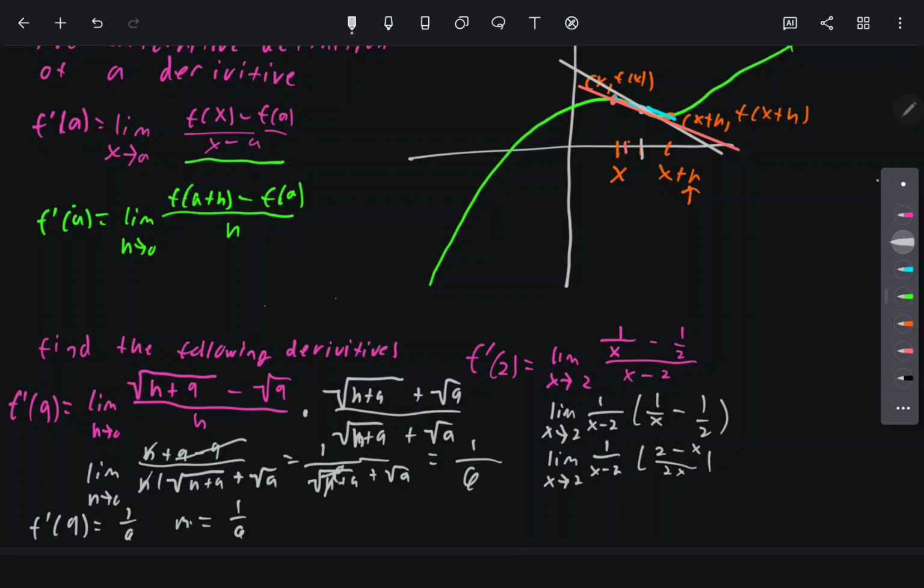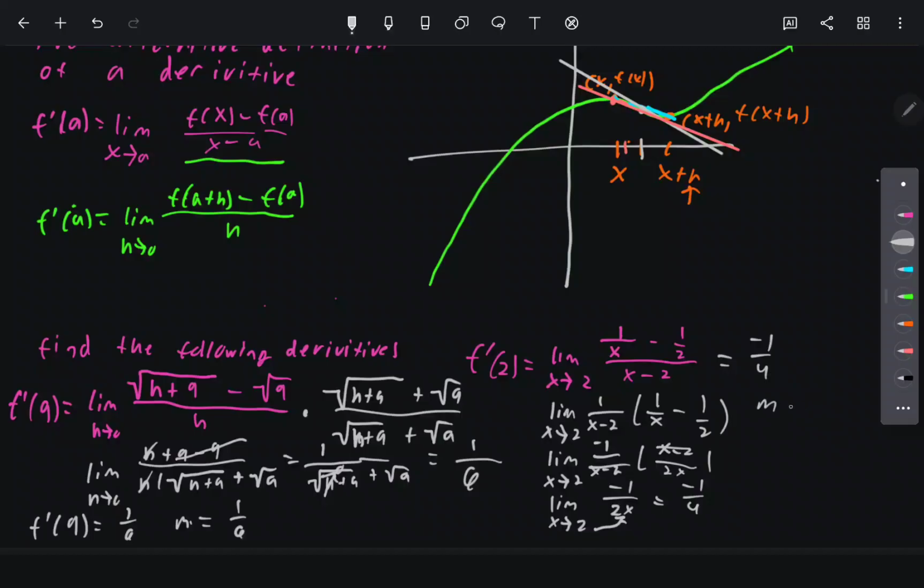Well, what are we going to do with that? Well, we can pull out a negative 1 from this, and we're going to get x minus 2, and we're just going to call that a negative 1. This x minus 2 and this x minus 2 will cancel, so we really get the limit as x approaches 2 of negative 1 over 2x. We can direct substitute this, so we get negative 1/4, or f prime of 2 is equal to negative 1/4.